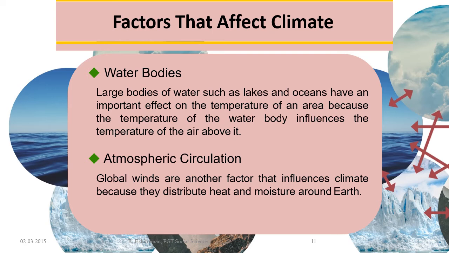Now, in the factors that affect climate, we still have some more factors we're going to deal with, like water bodies. Large bodies of water, like lakes and oceans, have an important effect on the temperature of an area, because the temperature of the water body influences the temperature of the air above it. Then there's something called atmospheric circulation. Global winds are other factors that influence climate because they distribute heat and moisture around the earth.